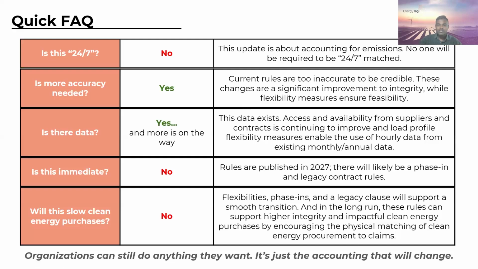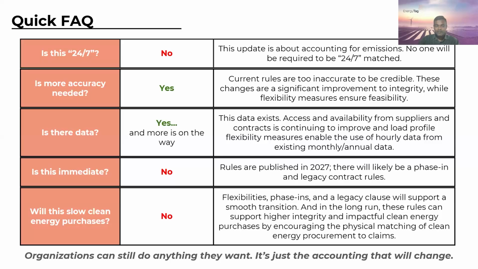So some of the key questions which usually come up: is it 24/7? It's not 24/7. No one will be required to do 24/7 matching from day one. It's not the idea. Is more accuracy needed? Definitely yes, because the current rules are too inaccurate to be credible. So you need significant improvement on integrity, and the flexibility measures are also there. But yes, accuracy is needed.